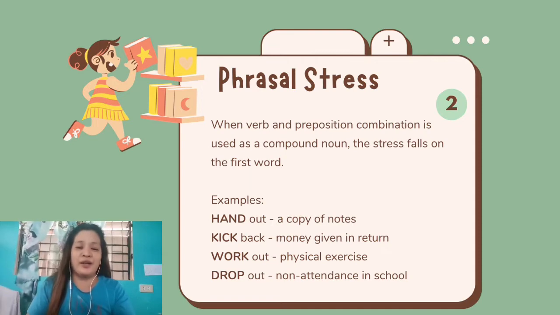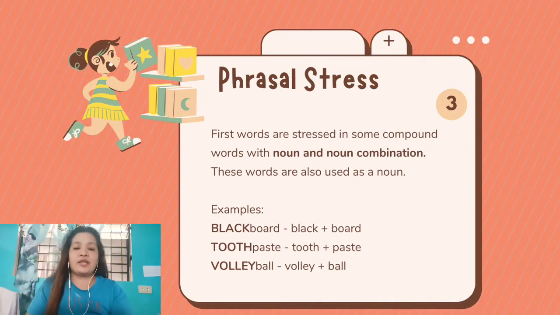Okay? Workout. Workout is a physical exercise. Drop out. Drop out is non-attendance in school. When you don't attend school, that is drop out. Here we can see that the stress is on the first word. Like hand out, the stress is on hand. The first words are stressed in some compound words with noun and noun combination. These words are also used as nouns.